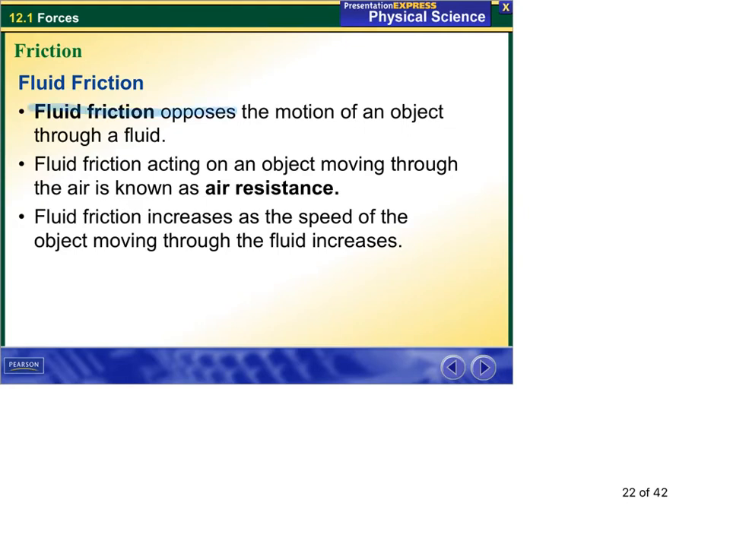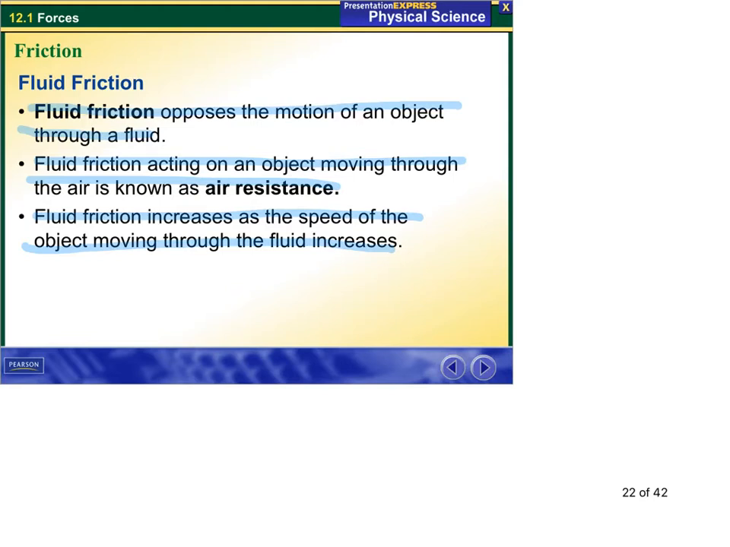Fluid friction, another main type of friction, occurs when an object is moving through a fluid. The more common kind of fluid friction is air resistance. If an object falls through the air, it has resistance from the air pushing back up on that object. We also get fluid friction if something's moving through water. So fluid friction increases with the speed of the object as it moves through the fluid.